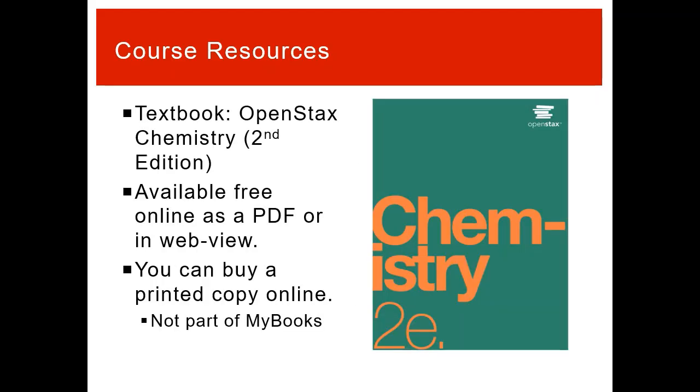So we will have a textbook, but it is not a part of MyBooks. We are going to use the OpenStax Chemistry 2nd edition. That is a free textbook. You can view it online as a PDF or as a web view, whatever you would prefer to do. You can buy a printed copy online, but it's not part of MyBooks, so that would be out of your own cost. We're going to do chapters 10 through 17, and then 20 and 21.